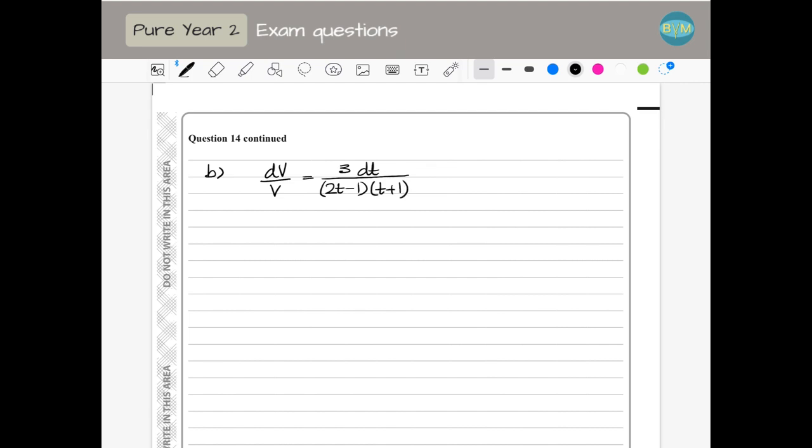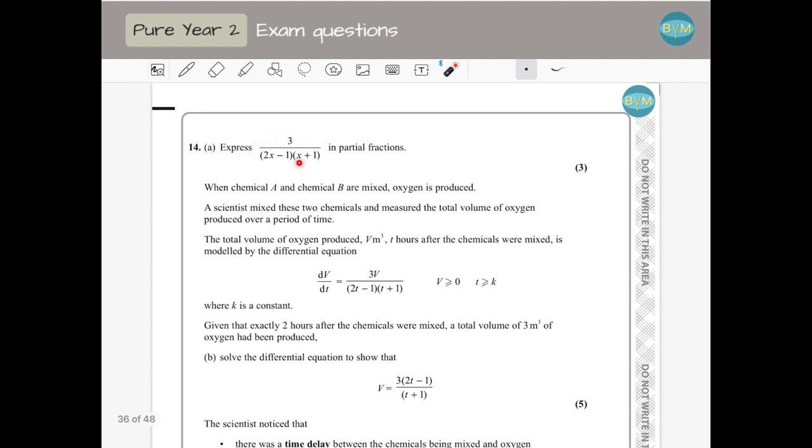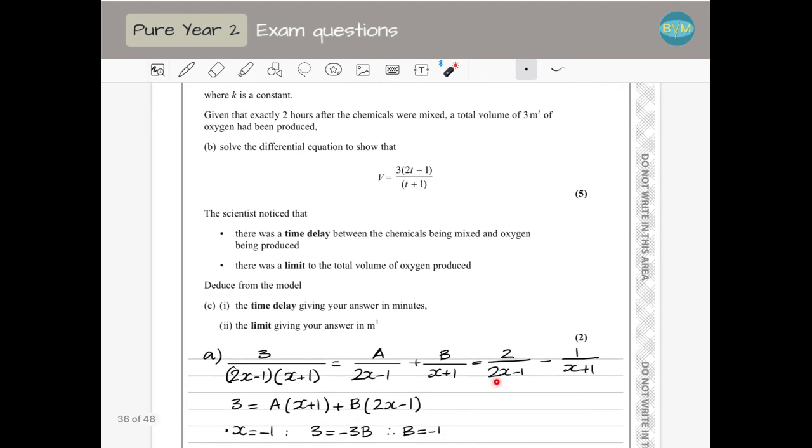And now I'm going to integrate this side and this side. To integrate this one, I have a function in the denominator and the derivative of the function in the numerator, so this is just going to be ln V. And to integrate this, what I'm going to use is what I found in the first section. So I'm going to write this expression, which is the same but with t, as partial fractions, because then it's going to be very easy to integrate. So I'm going to use this thing here.